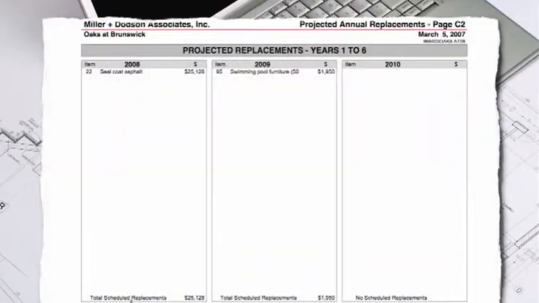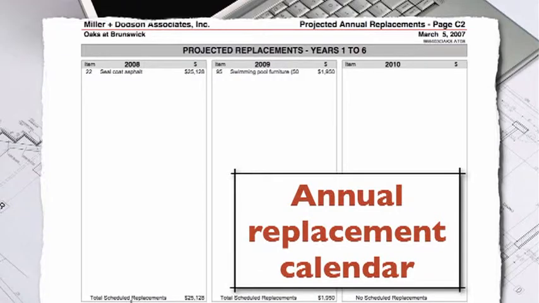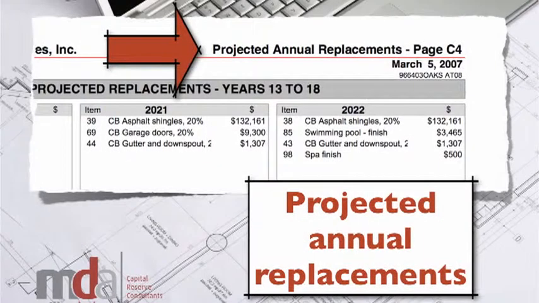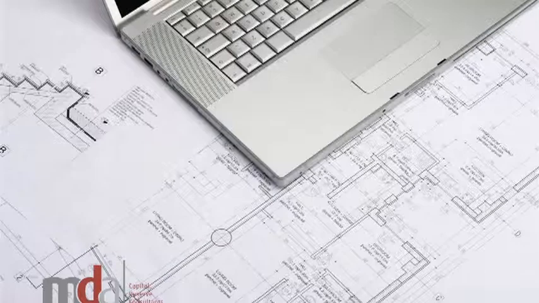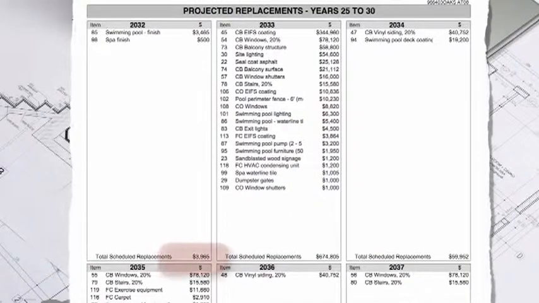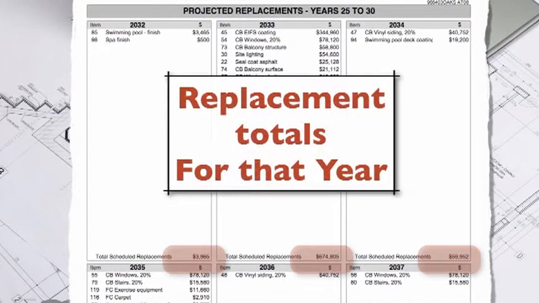This calendar shows in each year what the expenditures are that are planned for that year. It's not a work list. It doesn't mean that each of these things have to be done in this year. It's simply a projection of when it's going to be prudent to have the funding available for these particular items. You'll see in the bottom corner of each of these calendar years that there is a total for that year.